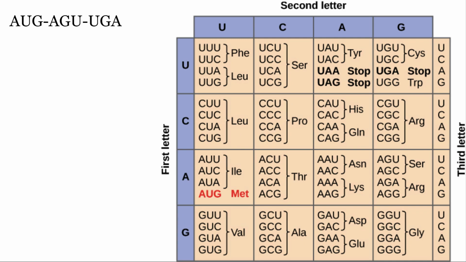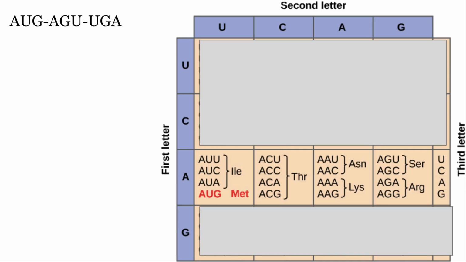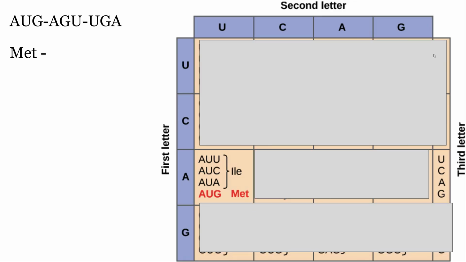Here is our codon sequence in the top left. What we're going to do is start on the left side, and look at that first letter being A. So I'm just blocking off the ones we don't need. Our second letter is U, so we know that it's in the first column. And then our last letter is G. So inside that cell, G is the last one. Methionine is MET for short. We're going to keep using those 3-letter abbreviations.